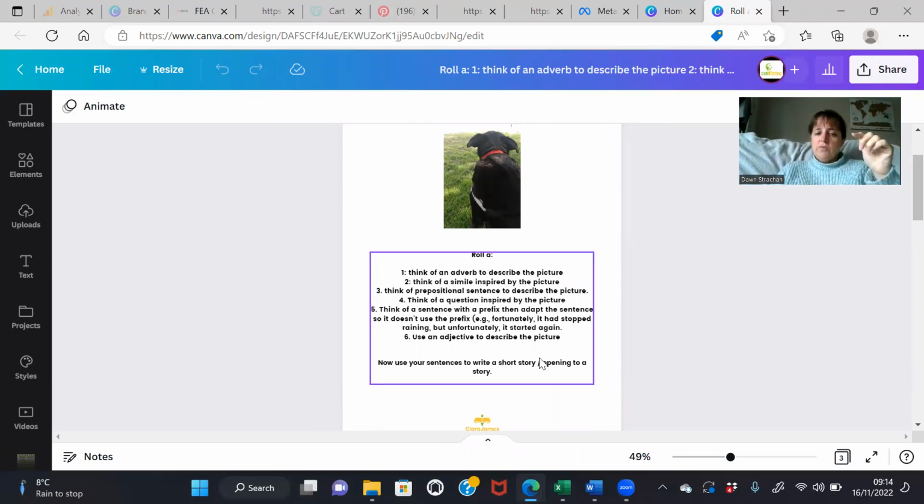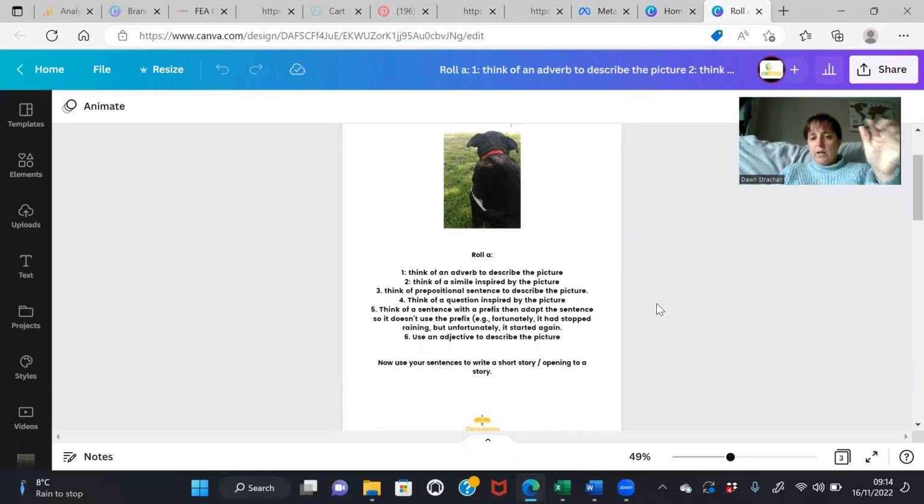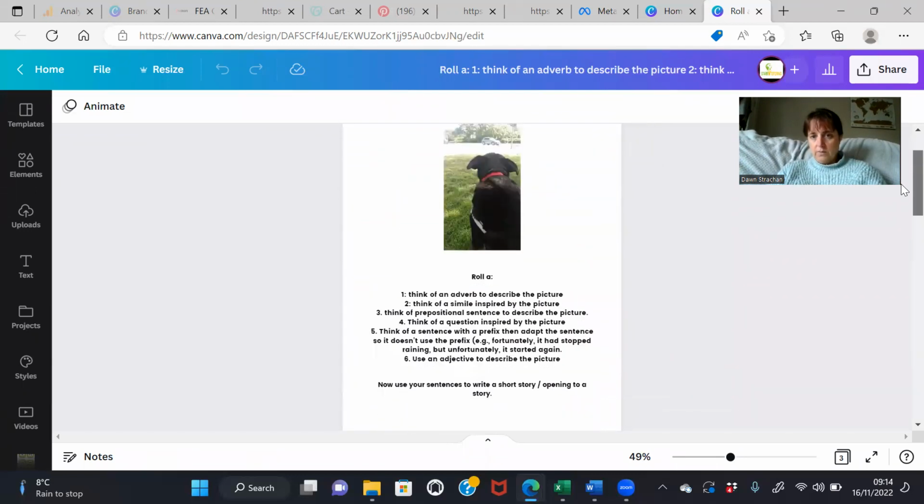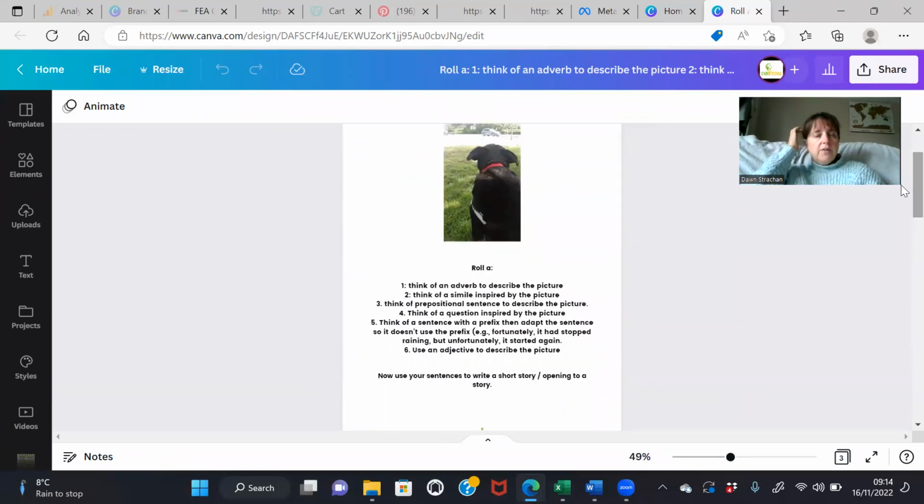And what you would do is you would roll the dice. And if I roll a 5, I'd have to try and think of a sentence which included a prefix. And a prefix is a group of letters which go before the word to give it a new meaning. I've given an explanation of what they all mean here. So they're both there to be downloaded. So for example, I might put, "Stubbornly, she was unwilling to move." So that would be my sentence with a prefix.